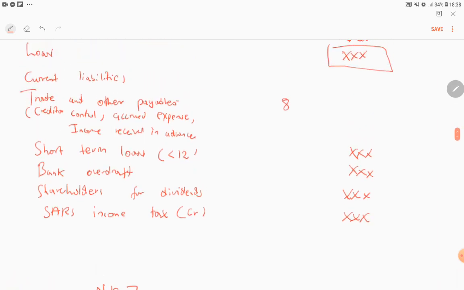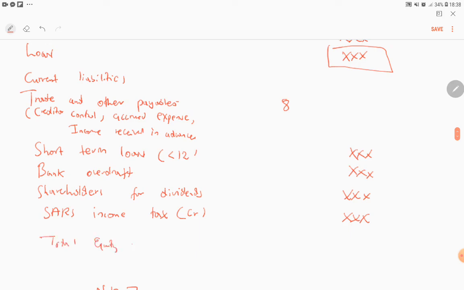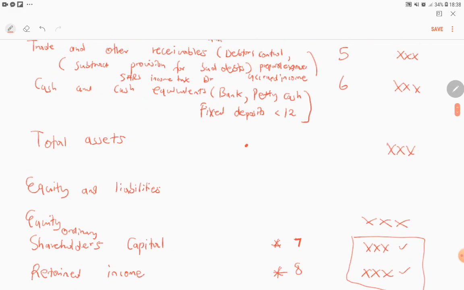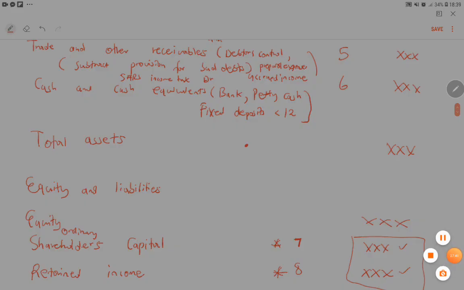Then you'll get your total equity and liabilities. Right, your total equity and liabilities. And as you all know, this must equal to this. Okay, so that's it, guys, for a balance sheet which includes company concepts. I hope this video will be helpful to you. Thank you.